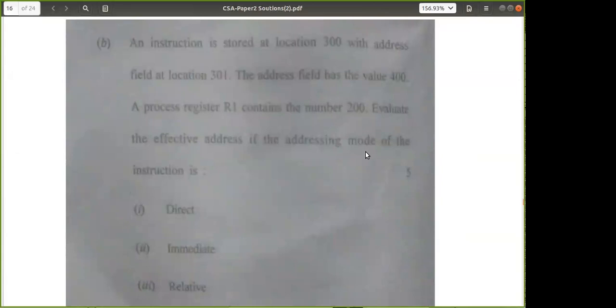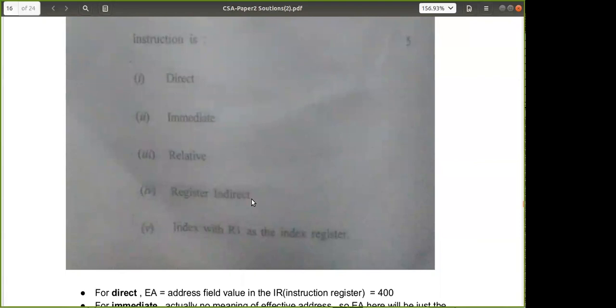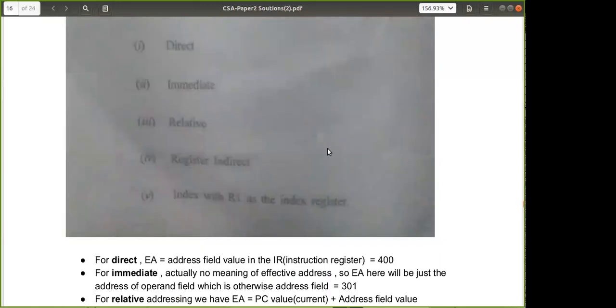Now an instruction is stored at location 300 with the address field at 301, and the address field has the value 400. The processor register R1 contains the number 200. Evaluate the effective address if the addressing mode of the instruction is direct, immediate, relative, register indirect, or index with R1 as the index register. It is a 5 mark question and a very easy question.